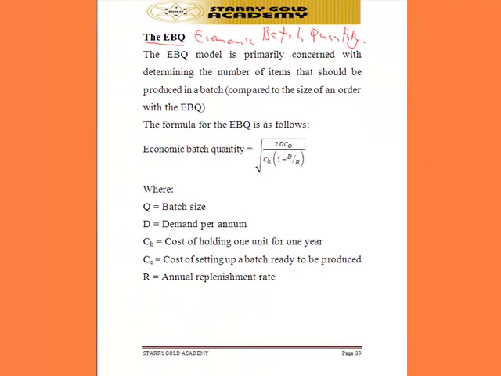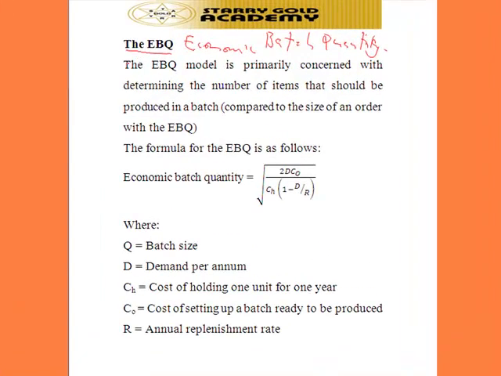So it's because of that that the economic batch quantity comes into play, where production and replenishment are gradual, or production is in batches, so the replenishment cannot be made immediately. They are in batches, and that means replenishment is gradual. For instance, in a manufacturing concern, the EBQ is much more appropriate than the EOQ. The EBQ model is primarily concerned with determining the number of items that should be produced in a batch, compared to the size of an order with the EOQ.